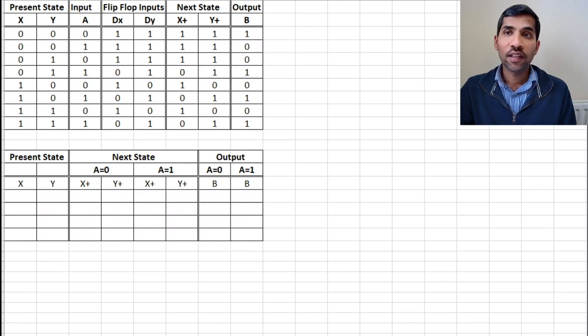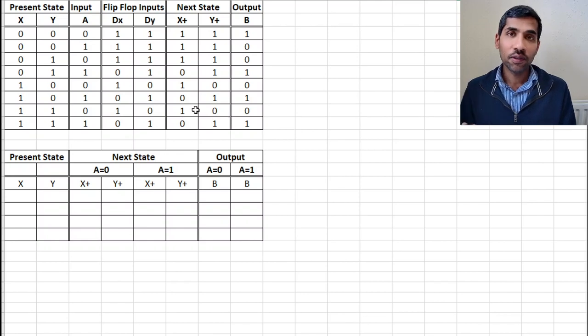Hi, in the previous video we looked at a sequential circuit and we got the truth table for that sequential circuit, right? And I left half or more than half of it to you to do, and I'm hoping that you have done that and you've got the solutions for that. And that truth table probably looks like this, okay?